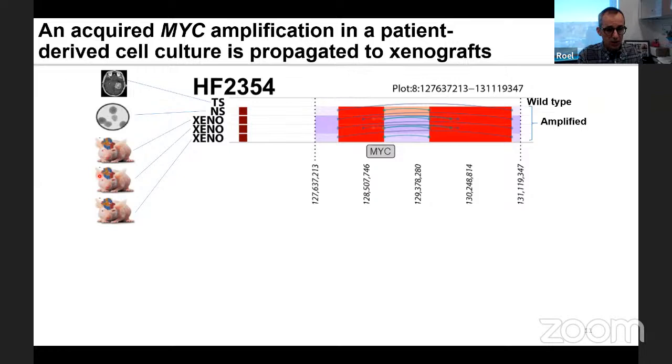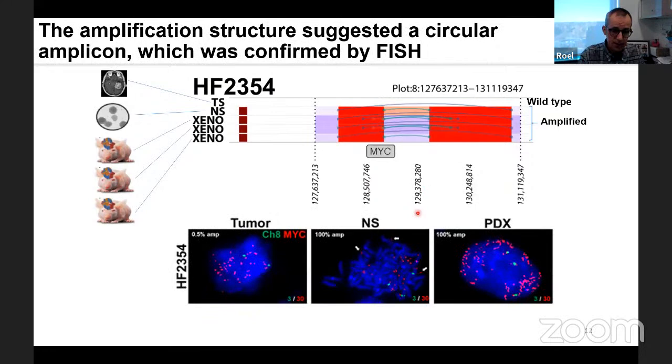So this is one particular patient, and we're zooming in on the MYC gene here. In this particular tumor, the MYC locus is actually wild type in the original GBM. But when the cells were cultured, a focal MYC amplification consisting of two DNA segments could be detected. And this exact same focal amplification was subsequently also detected in the three xenograft models derived from the neurosphere cells. By connecting our sequencing data, we found that these DNA segments were linked. There was a connection between them, and this connection existed on both sides. If you follow the path, you can already start to see that this is actually a circle. So this gave away that this was likely an extrachromosomal DNA amplification because of its circularity.